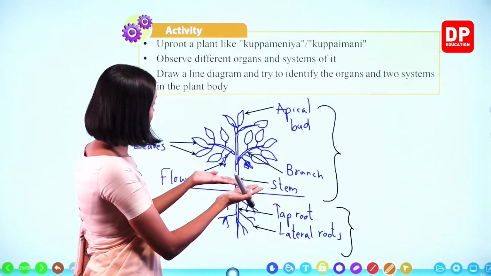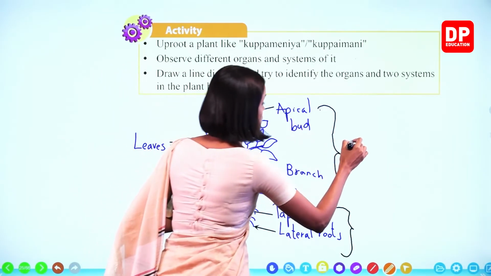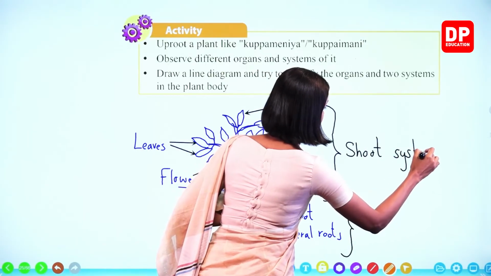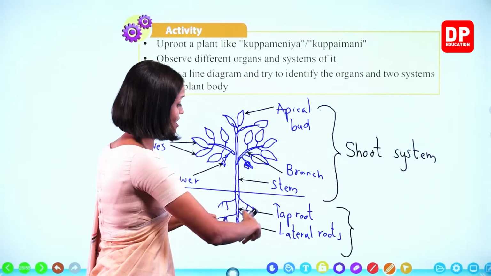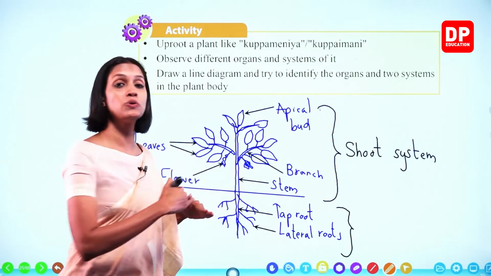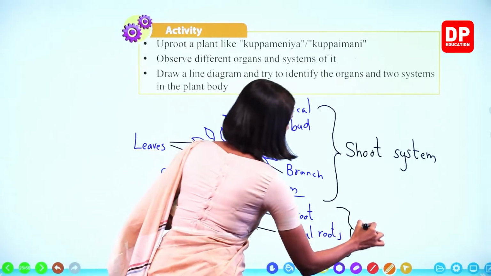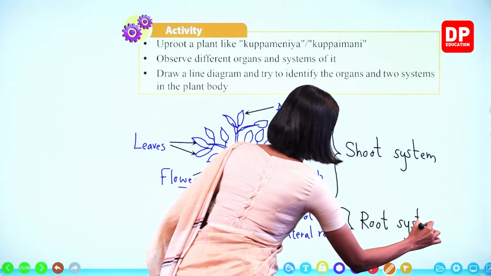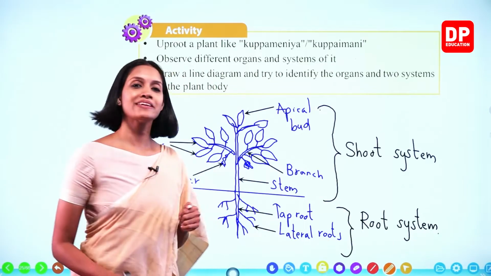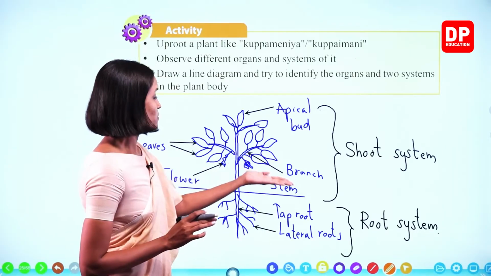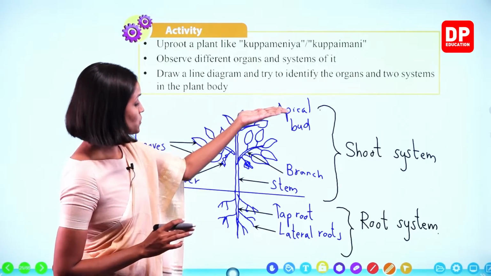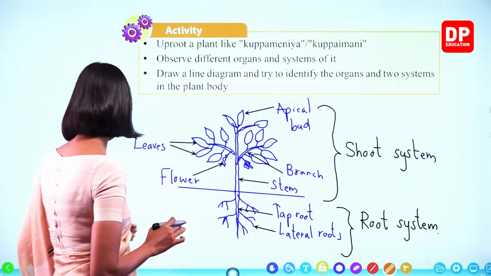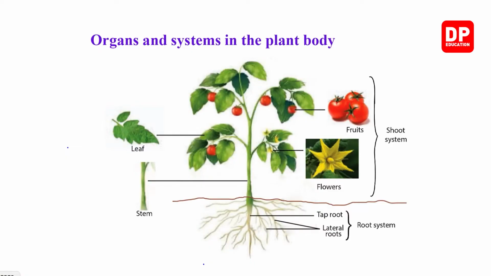The part of the plant that is above the ground is known as the shoot system. And the part that remains underground is known as the root system. Shoot system and the root system. Right, children? The part above the ground is the shoot system. The part below the ground is known as the root system. Right? Okay, look at this one, children.